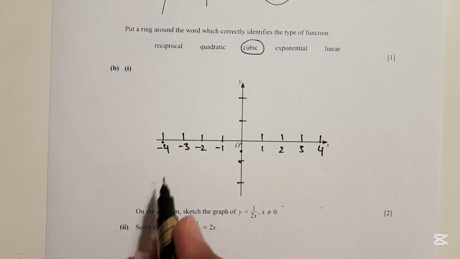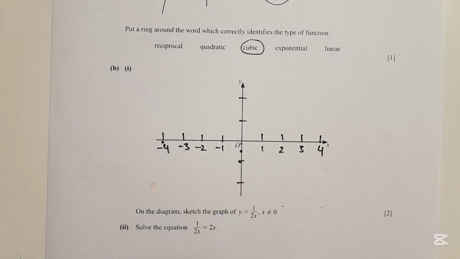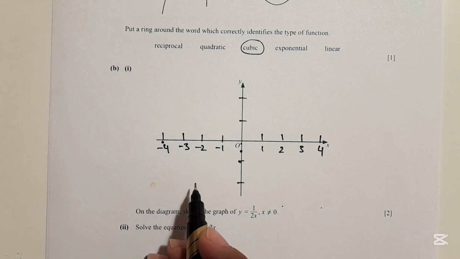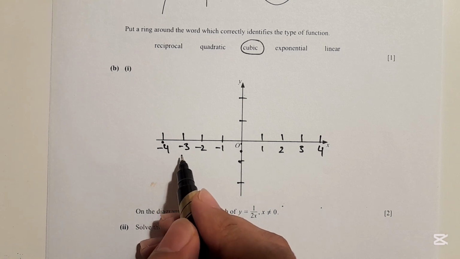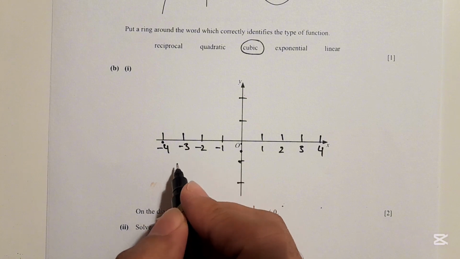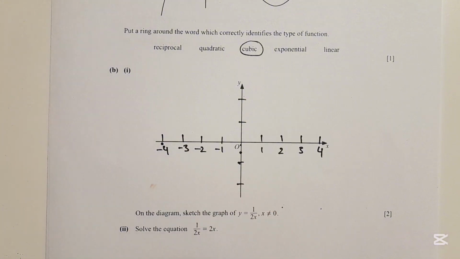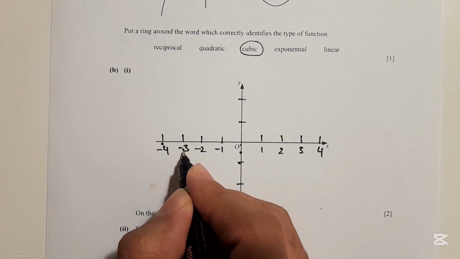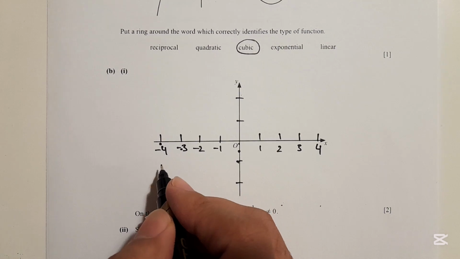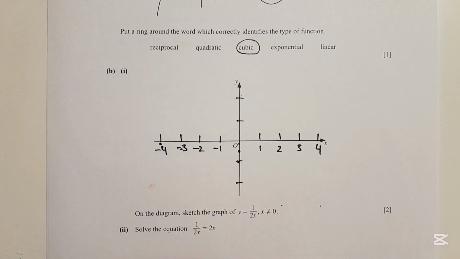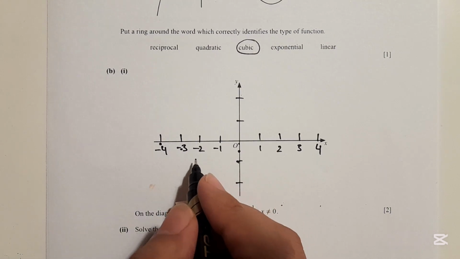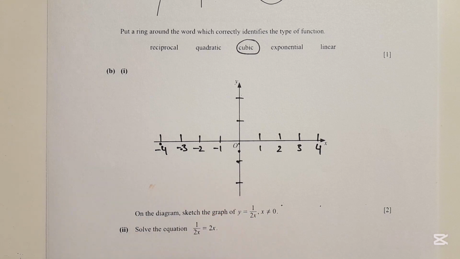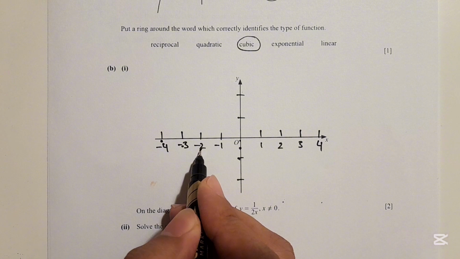Then for -3, 3 2s are 6. So 1 divided by 6 will be 0.16. So it will be a little bit here like this at -3. Then for -2, it will be 1 divided by 4, that is 0.25. So it will be like here.